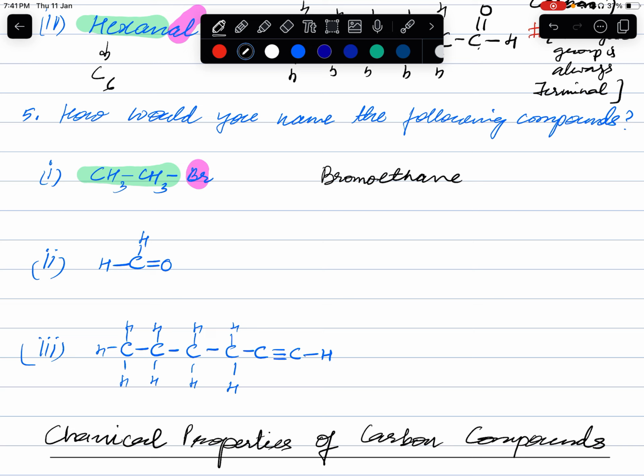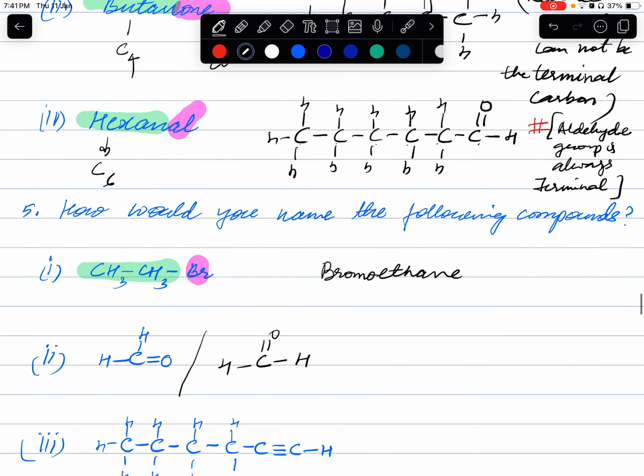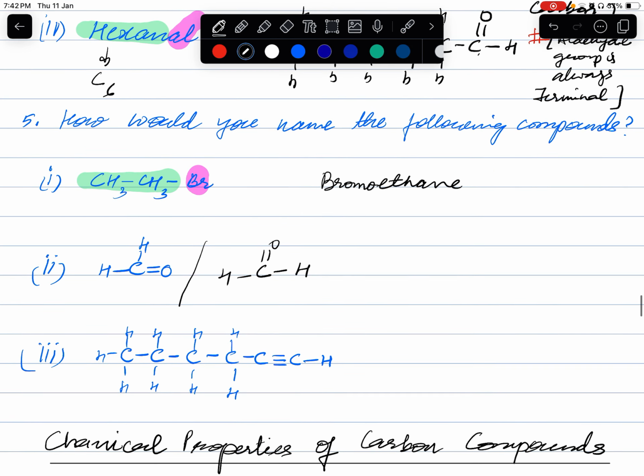After this, what is this compound? It seems very confusing, but what is this compound? We can write this compound like this also: carbon with a double bond to oxygen and a hydrogen. On this side also is a hydrogen. Have a look here. Compare this compound with this group here. This is basically an aldehyde group. But on the other side, we do not have any carbon chain. So how to name this compound?